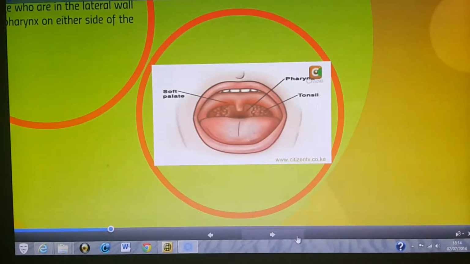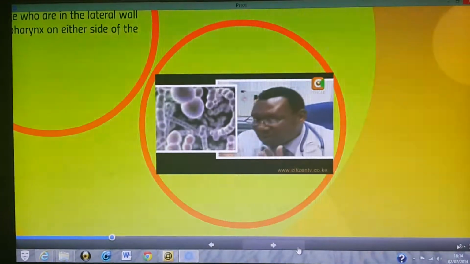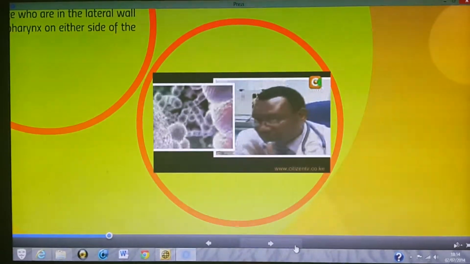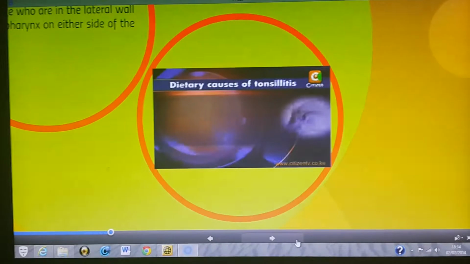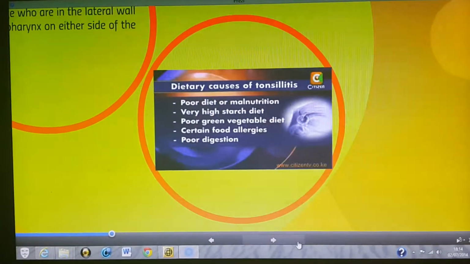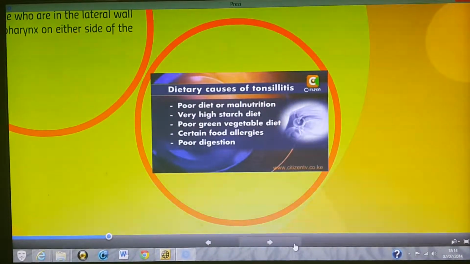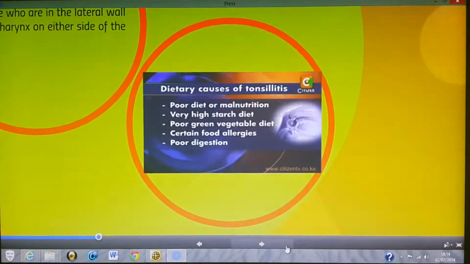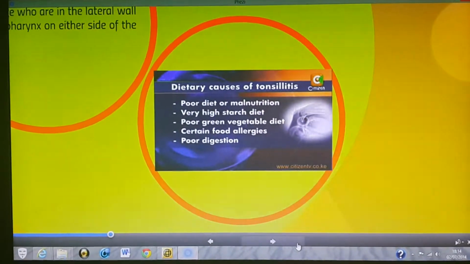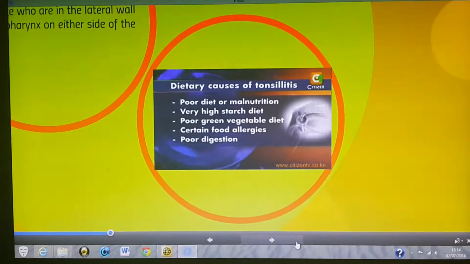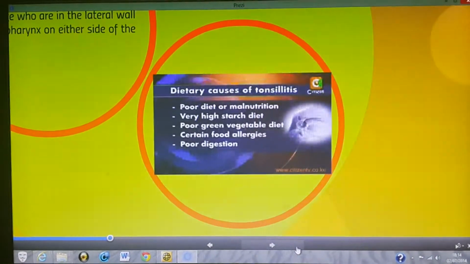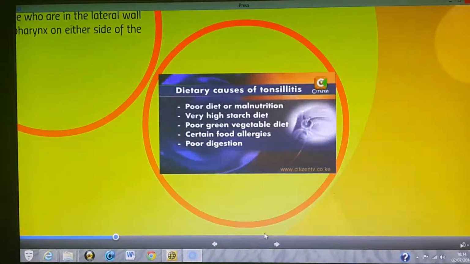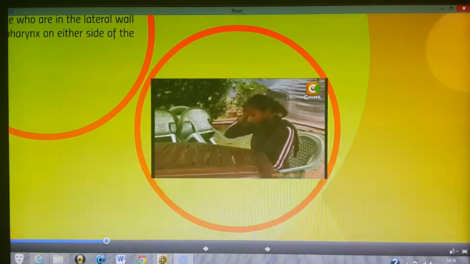So what exactly causes tonsillitis? About 50% are caused by viruses and another 50% by bacteria. When it comes to dietary causes, some of these include poor diet or malnutrition that aggravates a sporadic infection, too many starches, sugars, and pasteurized dairy foods, not enough green vegetables, food allergies, particularly to wheat and dairy, poor digestion, and non-assimilation of nutrients.